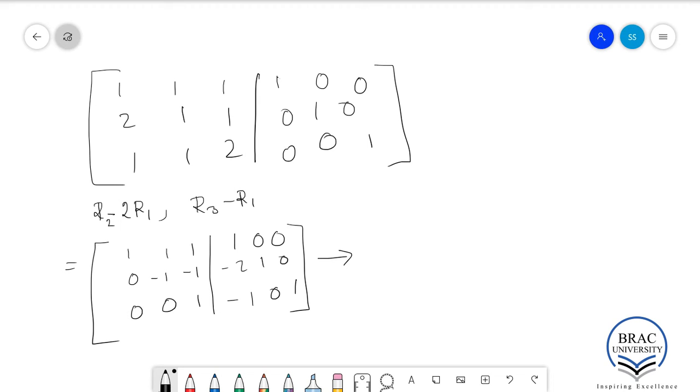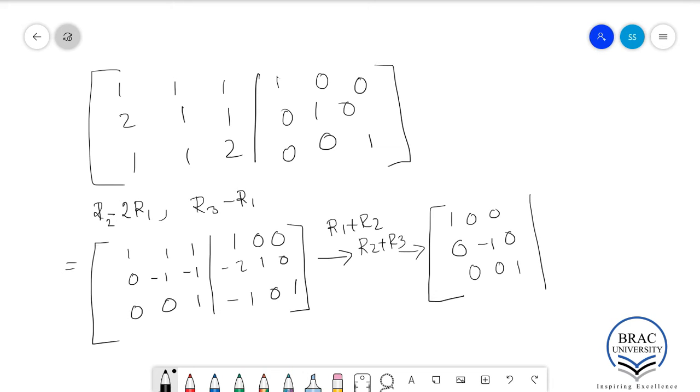And from here we will perform more row operations. We want to do R1 plus R2, and then R2 plus R3. If we do that, that will give us 1 0 0, 0 minus 1 0, and 0 0 1. And on the right hand side we will have minus 1 1 0, minus 3 1 1, and minus 1 0 1. And at this point you can divide row 2 by minus 1.